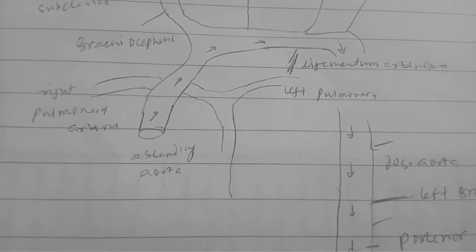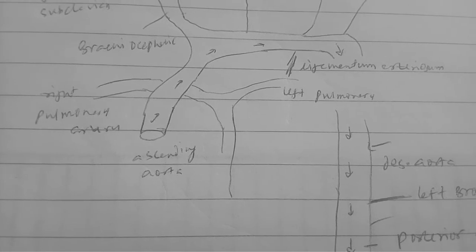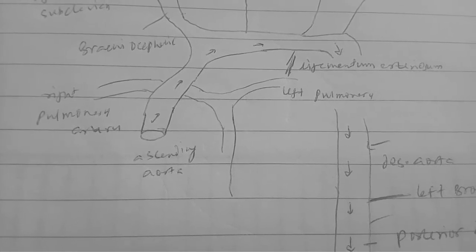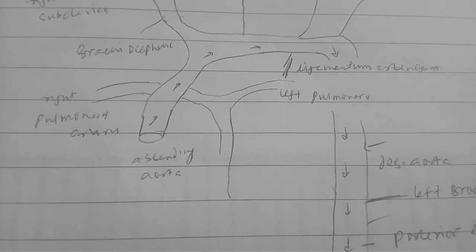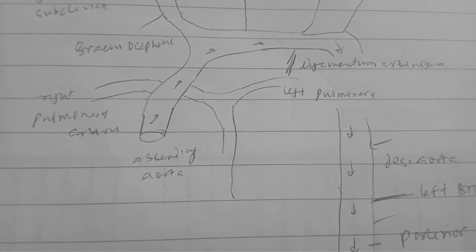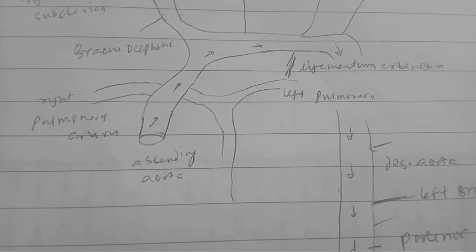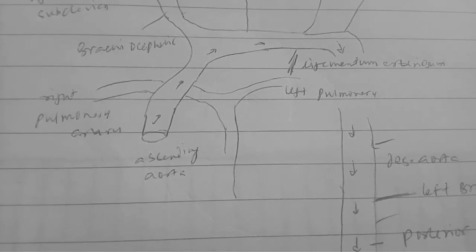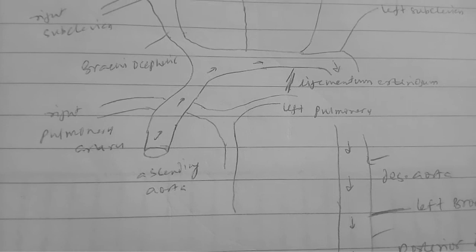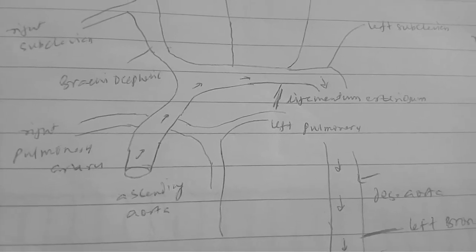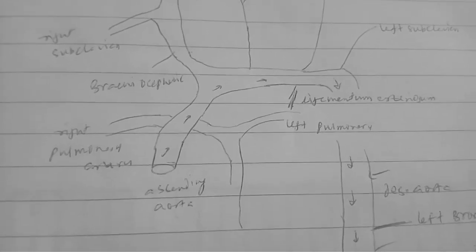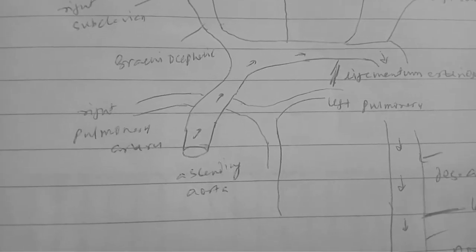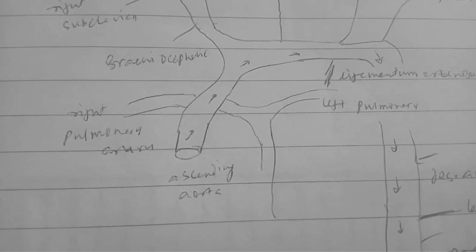On both sides we have pulmonary arteries. Now the function of pulmonary arteries: arteries by definition are the blood vessels which carry the blood from the heart away. They take the blood from the heart and take the blood away. That's the basic definition of the arteries. They will never carry the blood towards the heart.